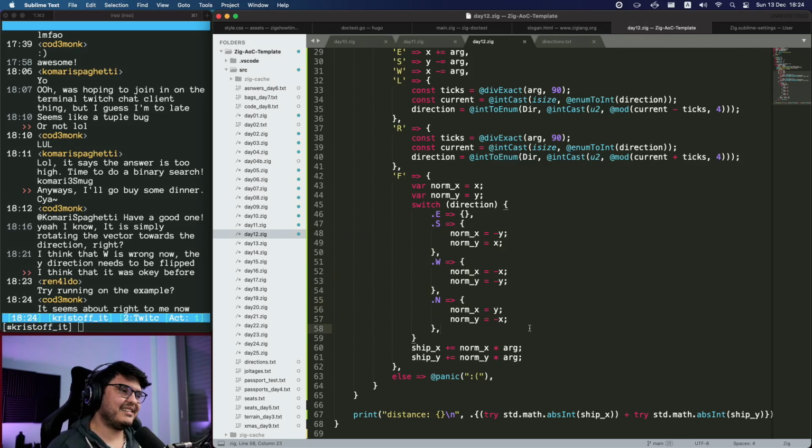Well, I think the question of this challenge was, is the person doing the puzzle going to be able to rotate a vector or not? And the answer was, nope. Sorry. Took me a while to get there. It seems about right to me now. Let's hope. Yeah, let's hope.